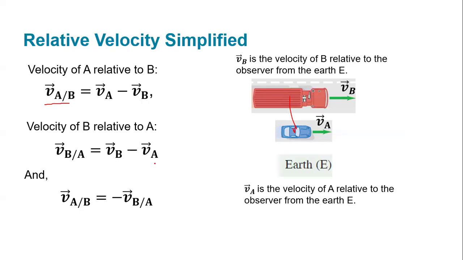So another formula that is useful is this one. The velocity of A relative to B is just the negative of the velocity of B relative to A. So you can use this formula for simpler calculations.